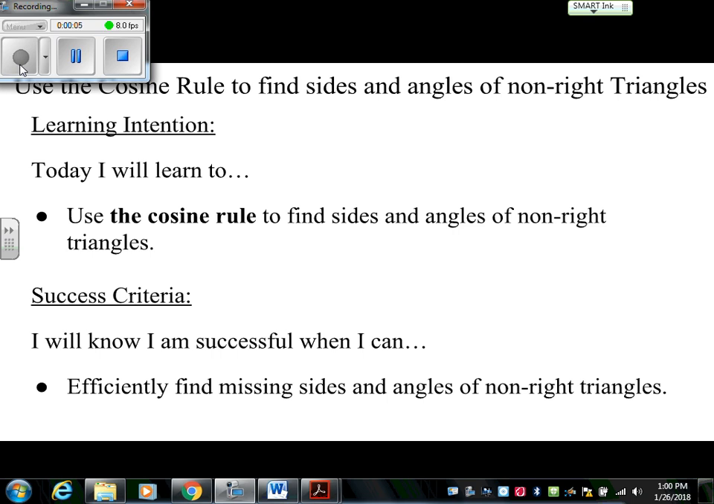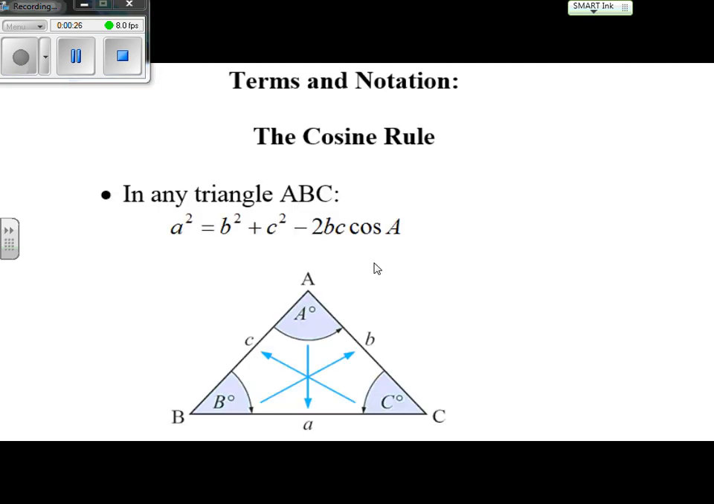Today we'll be using the cosine rule to find sides and angles of non-right triangles. Previously, we've used our trig ratios of sine, cosine, and tangent to find missing sides and angles of right triangles, but now we'll be able to find the sides and angles of any triangle, including those that are not right triangles. We will know we're successful when we can efficiently find missing sides and angles of non-right triangles.